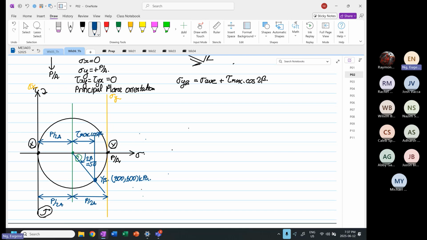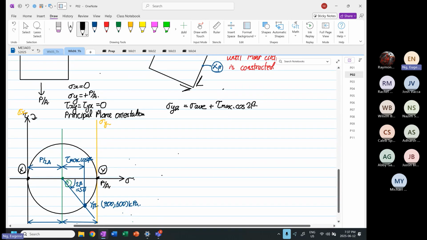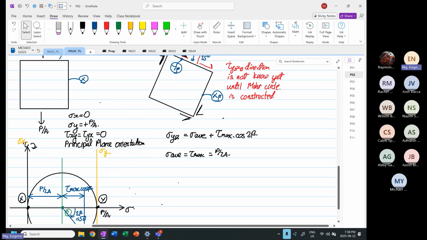So given the value to us, before we go on, we know that stress average for this case is also equal to tau max, and this is equal to P over 2A. So the value given to us is 800.